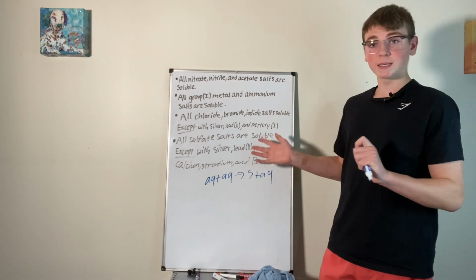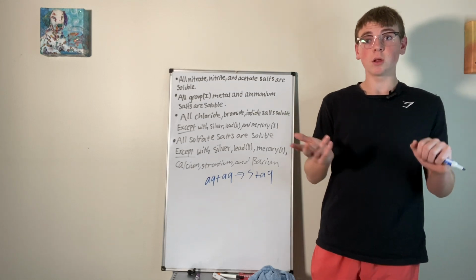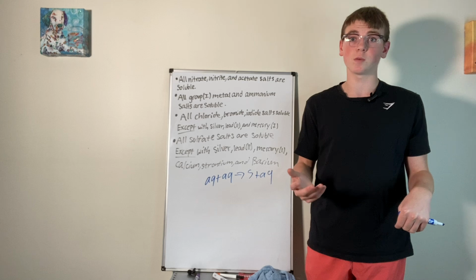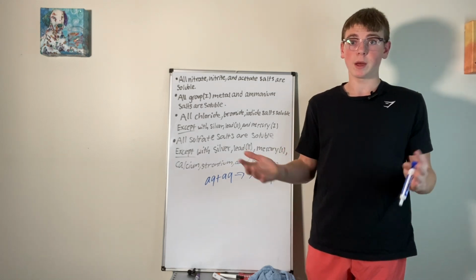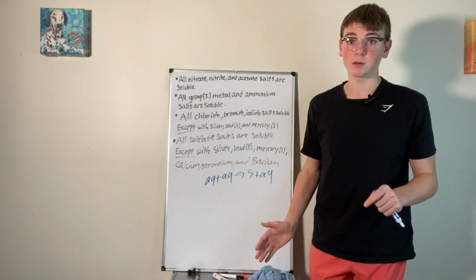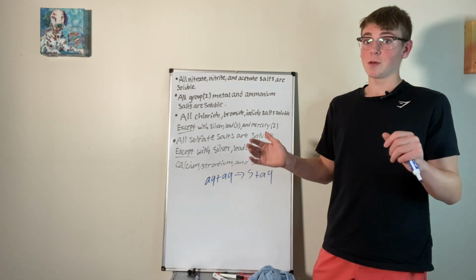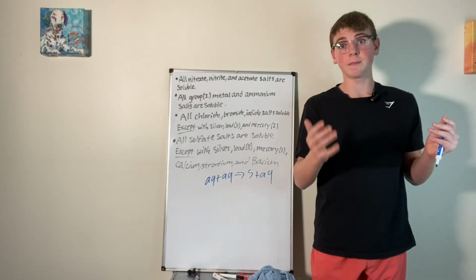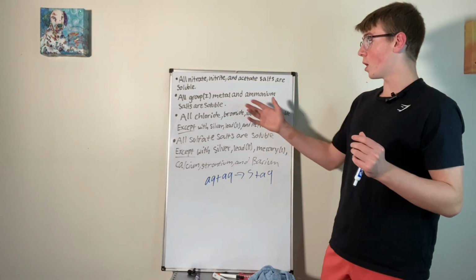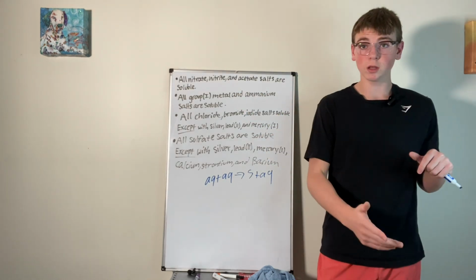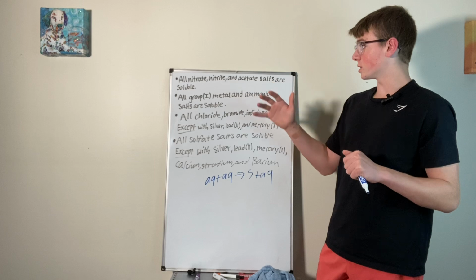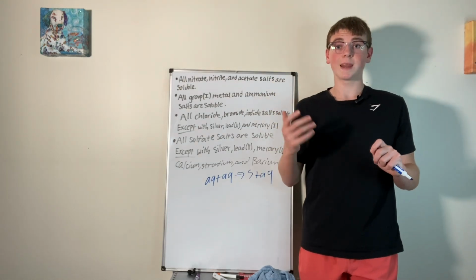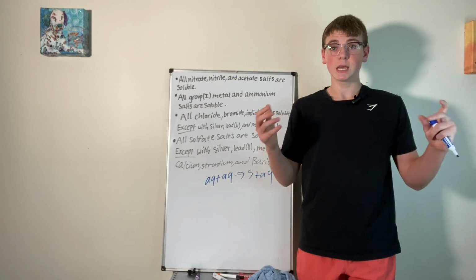So memorize these if you can, and if you don't, fret not too much, because your common sense will probably let you figure it out. But I present this list to you. If you would like to memorize it, please be my guest. If you want to reference it, again, be my guest. But I want you to know that all group 1 metals and ammonium salts are soluble, and all nitrate, nitrite, and acetate salts are soluble. You're going to use this for net ionic equations in double replacement reactions.